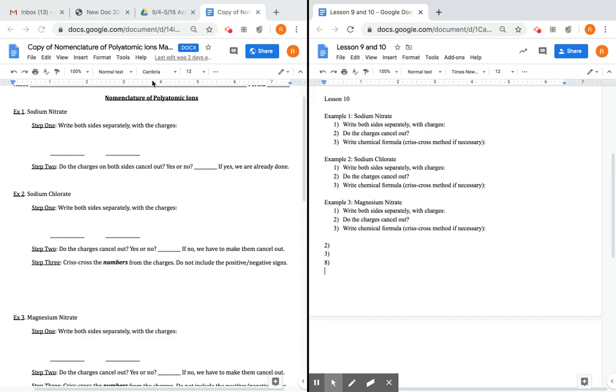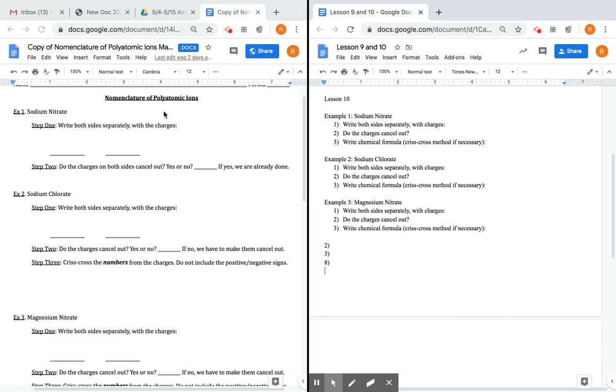Hey everybody, so today we are going to be talking about lesson 10. This is going to be sort of an extension and more specific task, and it's related to lesson 9. You did some nomenclature of polyatomic ions. So again, a reminder, polyatomic ions are usually these types of anions. There are two cations, but here we're going to be dealing with anions that have multiple types of atoms in them.